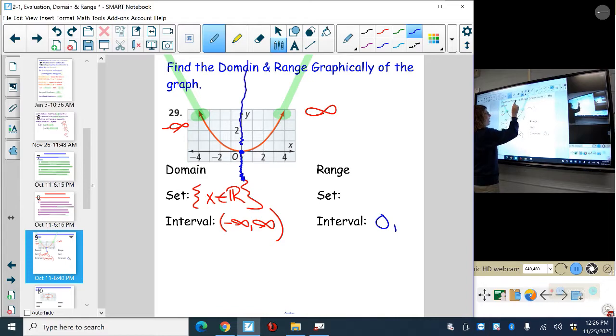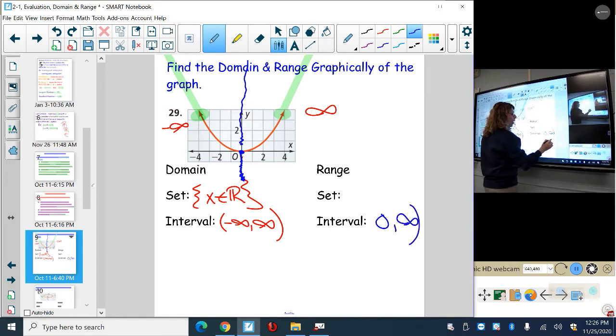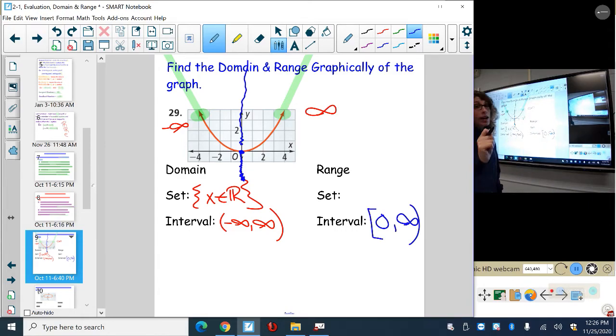Where does the graph end? It's all the way up in the sky, remember? So that means it ends at positive infinity. So I always have to have a parenthesis around the infinities, but I'm going to have a bracket at 0, because that 0 means it can be it. Okay? So that's my range.